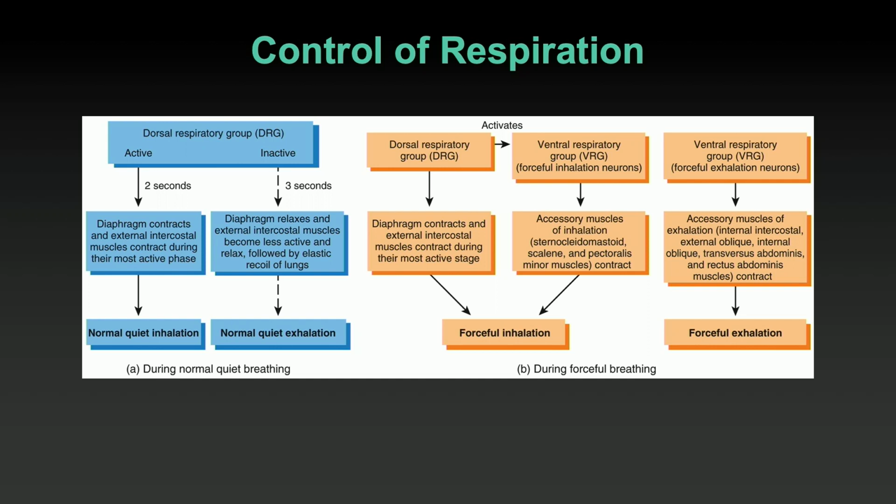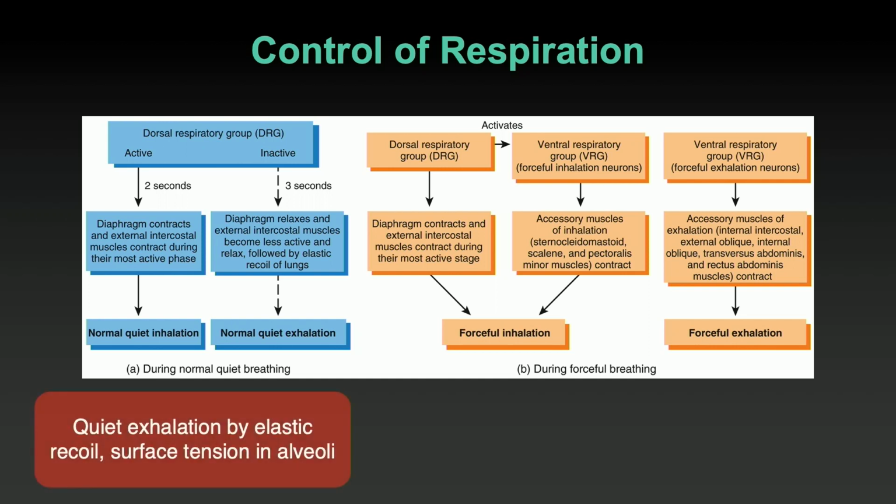On the left-hand side, the dorsal respiratory group that's active during quiet, normal breathing. Inhalation, when it's activated, 2 seconds-ish of activation, brings air in during inspiration, and then those muscles are deactivated for 2 to 3 seconds, and passive elastic recoil pushes air out. And you know the mechanics of this already.